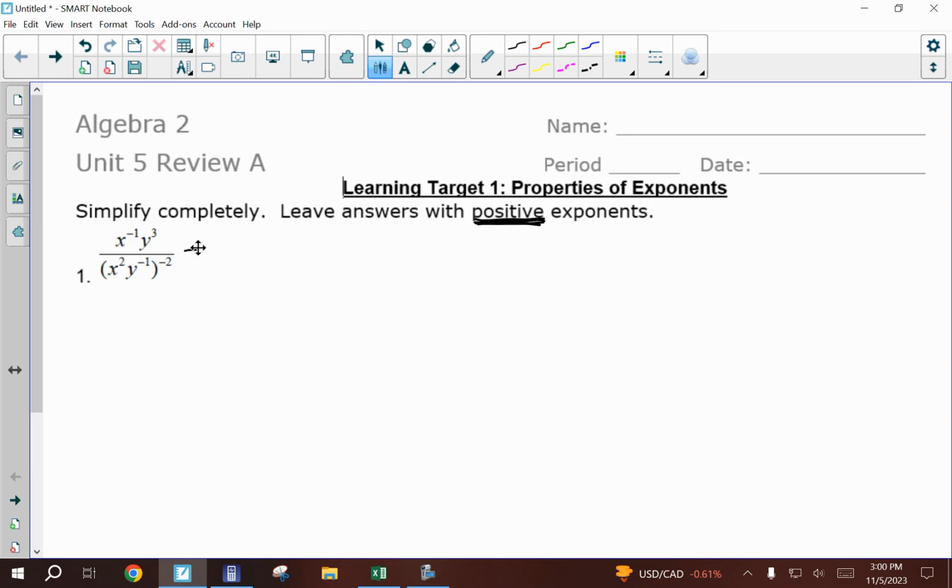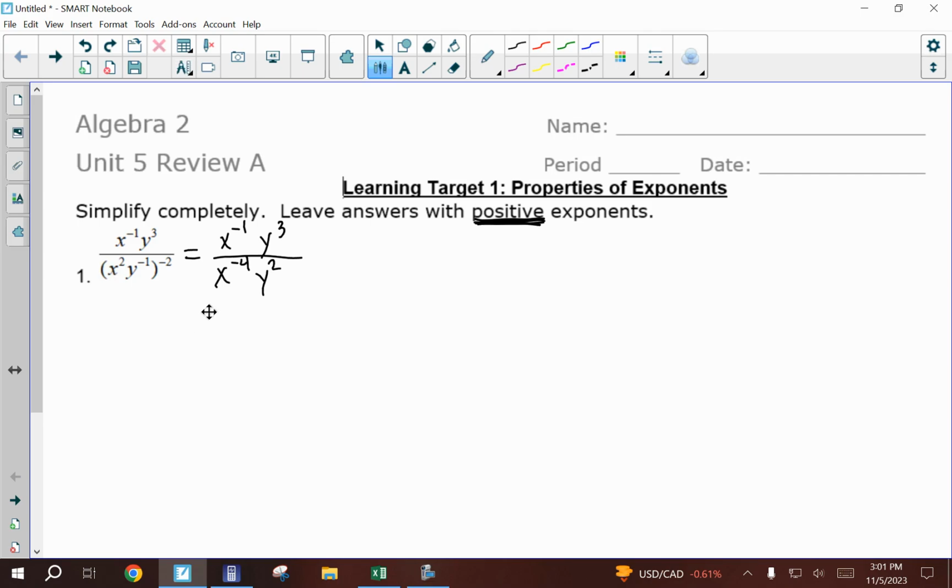So the first thing is you don't want parentheses. So we're going to go ahead and distribute that -2 into the parentheses. So let me get rid of that. If I distribute the -2 into the parentheses, I'm going to end up with x to the -4, y to the +2nd. Then I'm just going to copy over all of these exponents up here, and then y to the 3rd. Next, I'll fix all of my negative exponents.